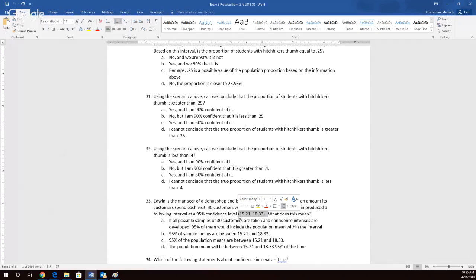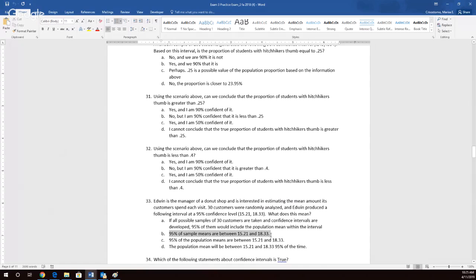All right. So taking a look at these, if all possible samples of 30 customers are taken and confidence intervals are developed, 95% of them would include the true population mean within their interval. So, yeah, that sounds right. That's basically what a confidence interval is.